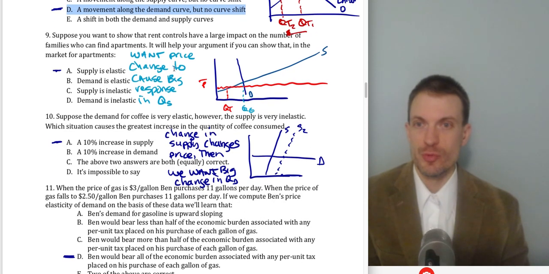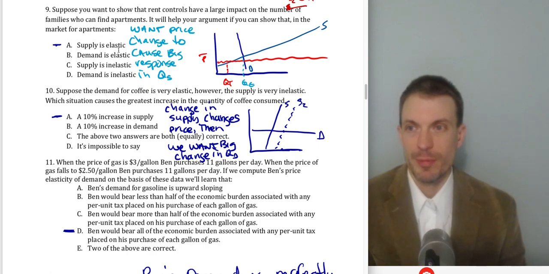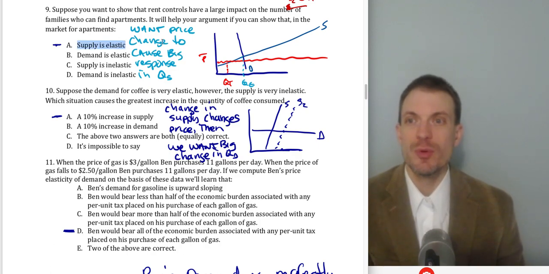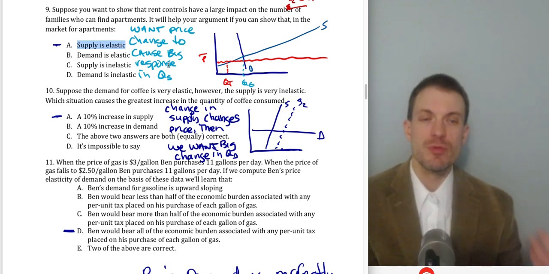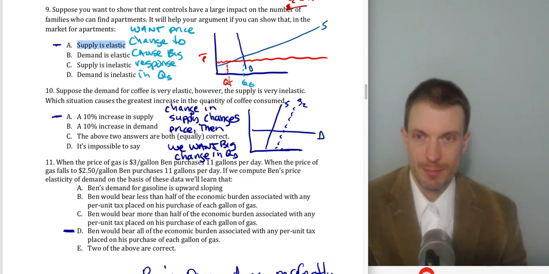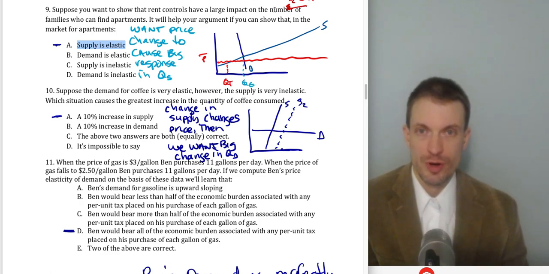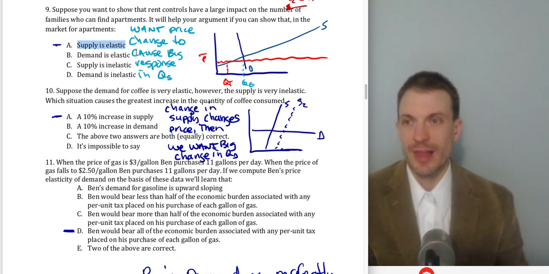Okay, suppose you want to show that rent controls have a large impact on the number of families who can find apartments. It helps your argument if you can show that in the market for apartments, supply is elastic. Why? We want to show that the price change will cause a big response in quantity supplied. Remember, just like the minimum wage question, rent controls are just going to affect the change in price. It's not going to shift the curve, so we can only get a change in quantity, which is the relevant quantity for that market, for the apartments that people can find, right? We're worried about the number of apartments that can be found. Well, that's going to be QT. That's the quantity supplied. And to get a big change in quantity supplied, we need a relatively elastic supply curve.